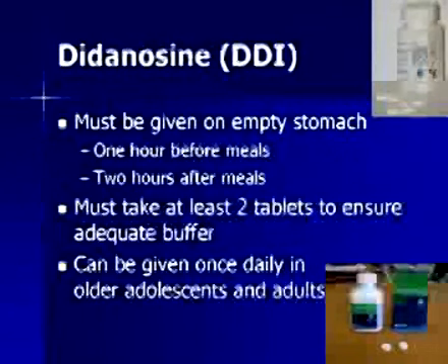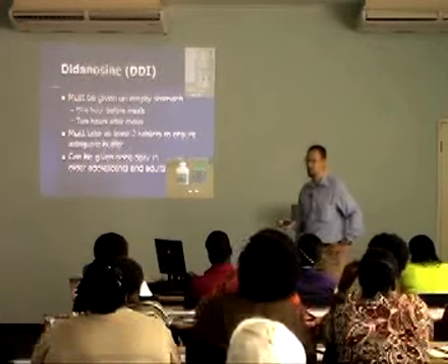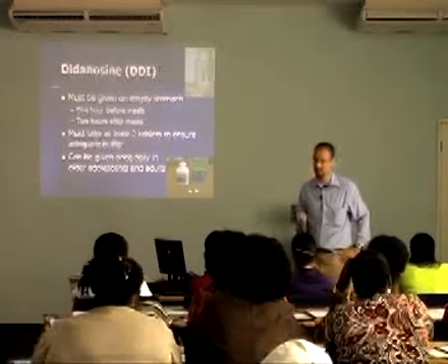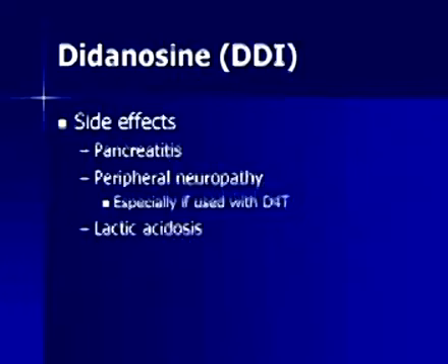DDI, we're actually steering away from. In adults, it's no longer part of second-line treatment. For children, it still is. But it's difficult to give. It must be taken on an empty stomach. You must take at least 2 tablets to neutralize the acid in the stomach. It can be taken once a day for adolescents and adults, but for children, we're still not sure whether it can be taken once a day. So we still recommend twice-a-day dosing for young children.